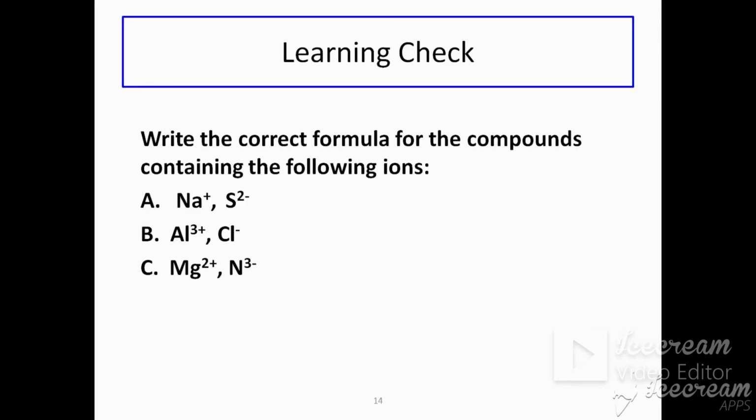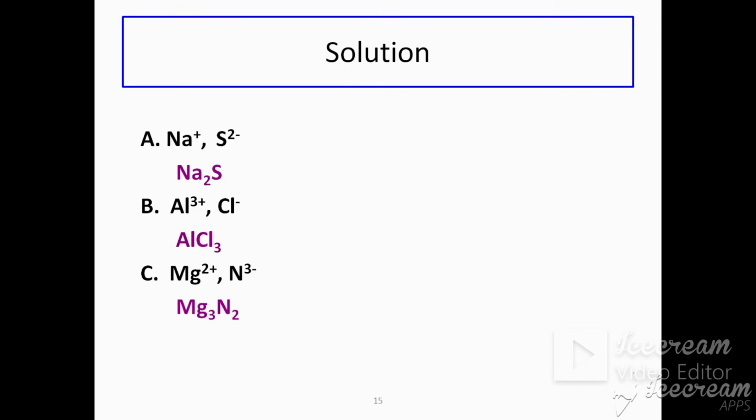Learning check. Write the correct formula for the compounds containing the following ions: Na+ and S2-. Solution: Na+ and S2- becomes Na2S. Al3+ and Cl- becomes AlCl3. Mg2+ and N3- becomes Mg3N2.